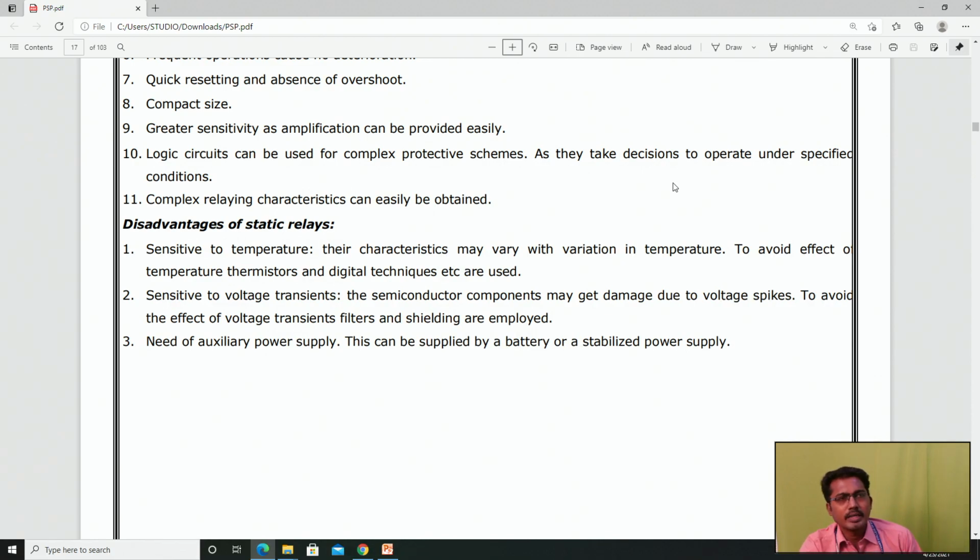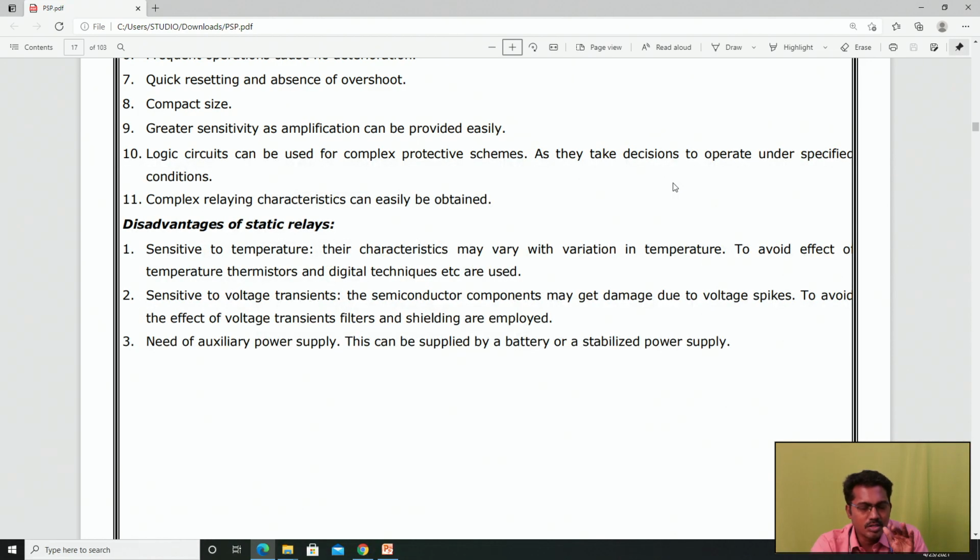The static relay also needs an auxiliary power supply. We cannot give it directly from the transformers. We need to give it from a separate source. Sometimes the relay may operate on a DC source, or sometimes on an AC source, but the voltage value will be somewhat lower. So these are the problems we have.